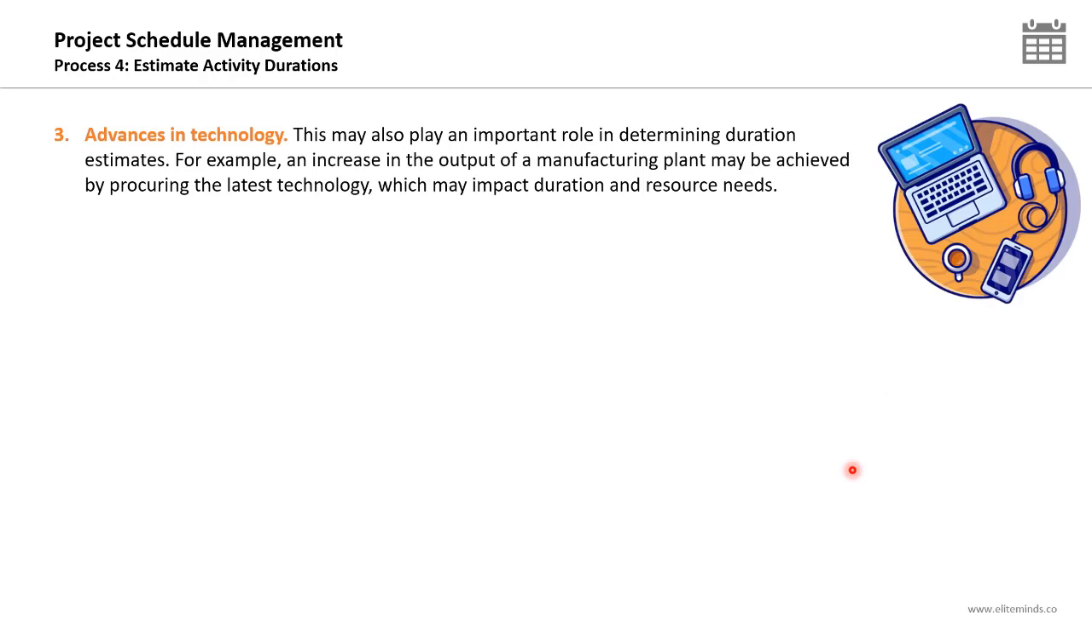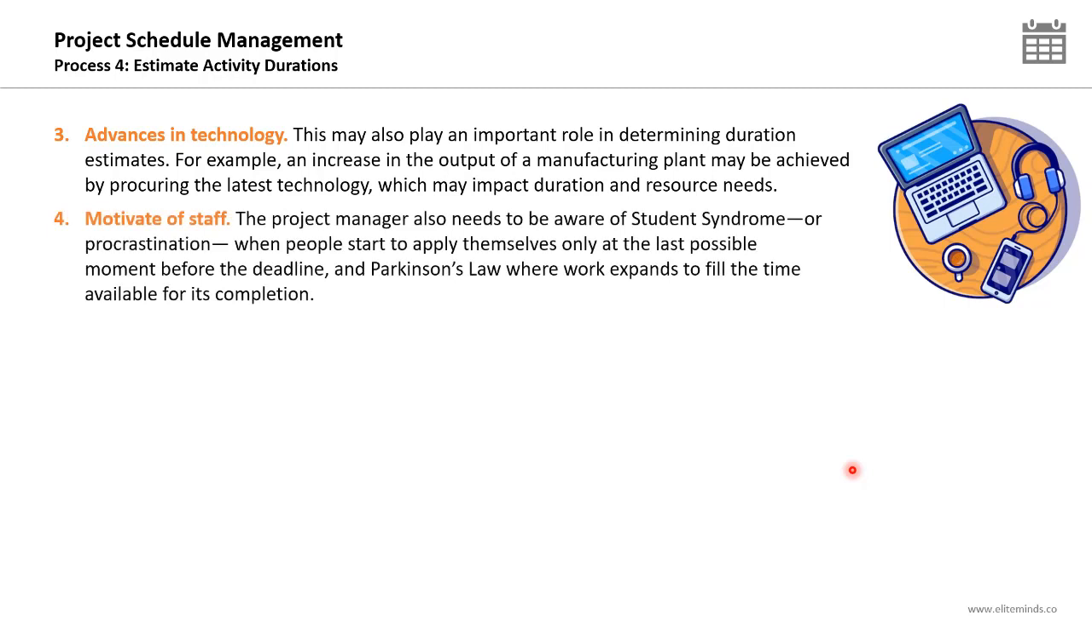Advances in technology may also play an important role in determining duration estimates. For example, an increase in the output of a manufacturing plant may be achieved by procuring the latest technology, which may impact the duration and resource needs. So you need to think about the available technologies that can be used to shorten the duration.